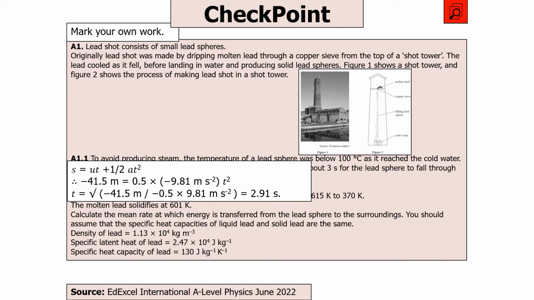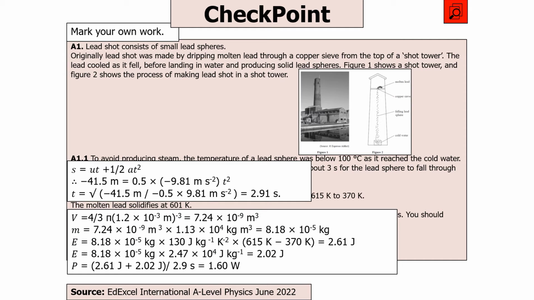In this next one, we work out what the volume is going to be by doing 4 over 3 pi r cubed. So we get our volume out. We can then say the mass is the density times by the volume. So we get our mass to be 8.18 times 10 to the minus 5 kilograms.